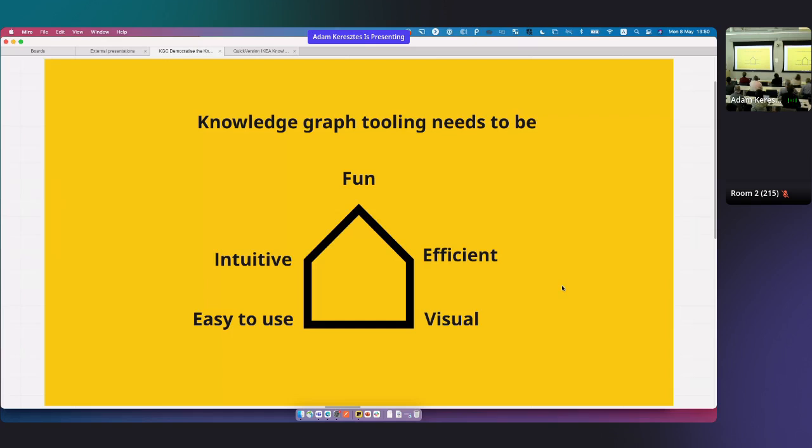And when all these things work, it's fun using knowledge graph. It sounds a little bit silly, work should not be fun, but we do believe that if things are fun to use, it increases productivity and we have a good match.